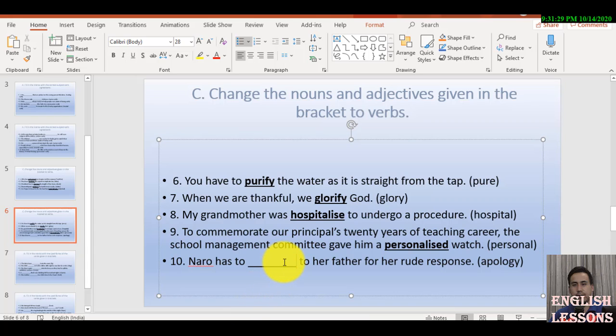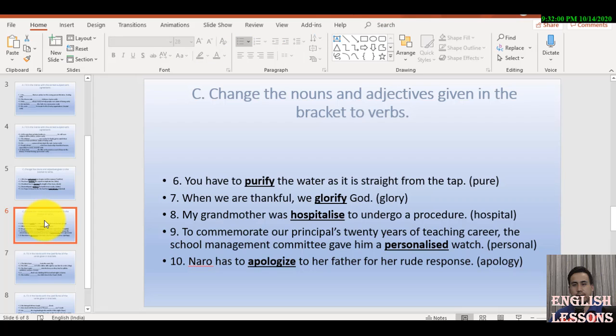Naro has to dash to her father for her rude response. Nara has to apologize to her father for her rude response. The answer will be apologize. Apologize to her father for her rude response.